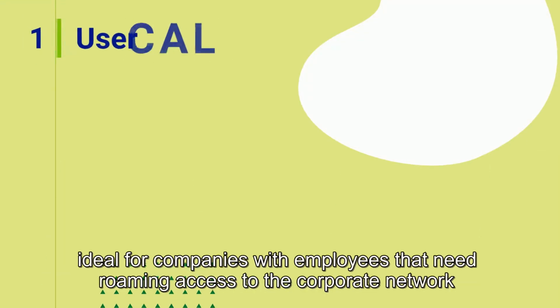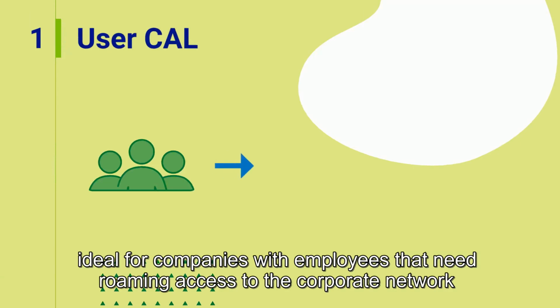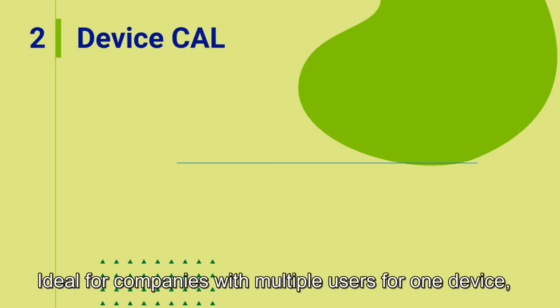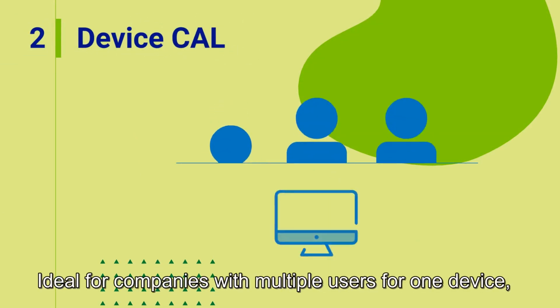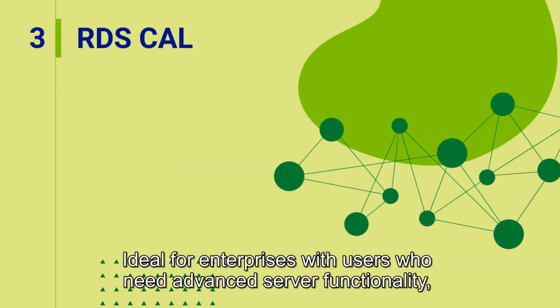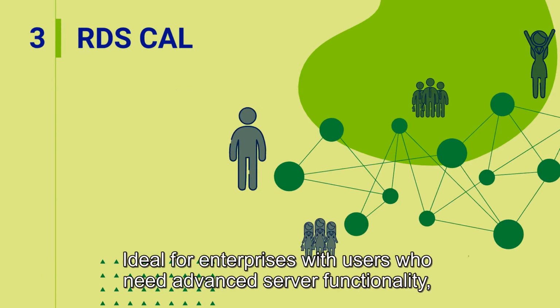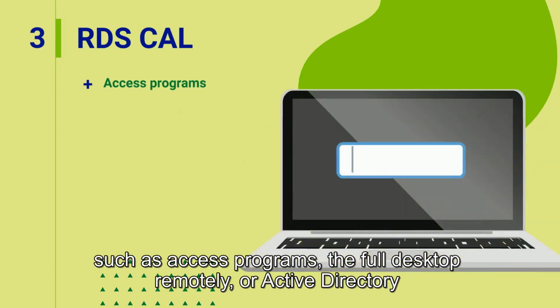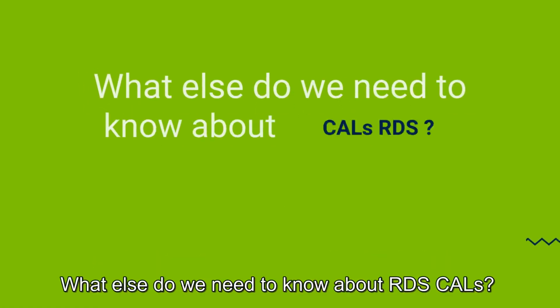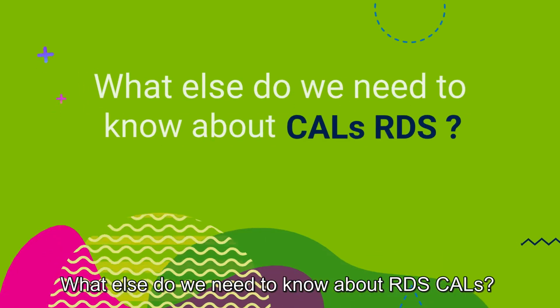User CAL, ideal for companies with employees that need roaming access to the corporate network using multiple devices. Device CAL, ideal for companies with multiple users for one device, such as shift workers. RDS CAL, ideal for enterprises with users who need advanced server functionality, such as accessing programs, the full desktop remotely, or Active Directory. What else do we need to know about RDS CALs?